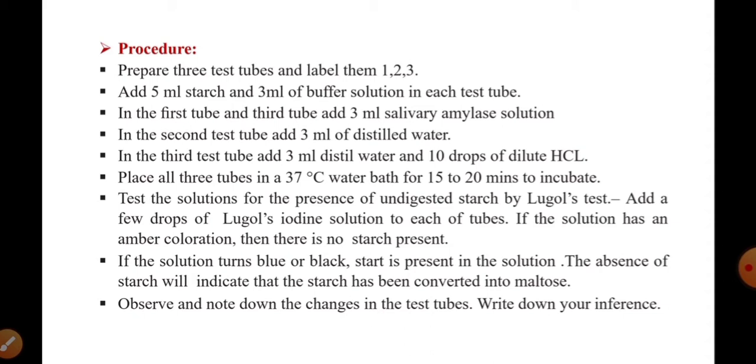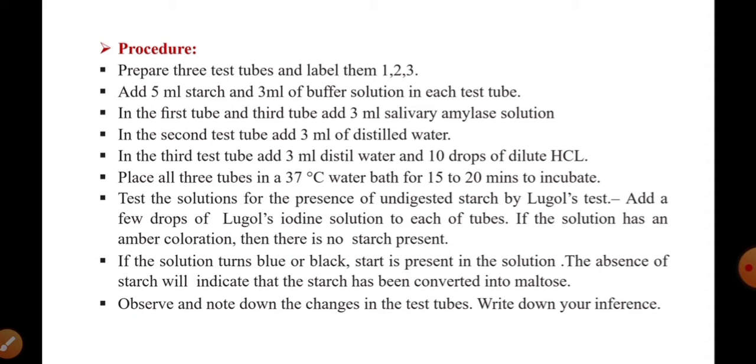So now your first test tube is having 5 ml of starch, 3 ml of buffer and 3 ml of salivary amylase. The second one is having 5 ml of starch, 3 ml of buffer and 3 ml of distilled water. And the third one is having 5 ml of starch, 3 ml of buffer and 3 ml of salivary amylase.